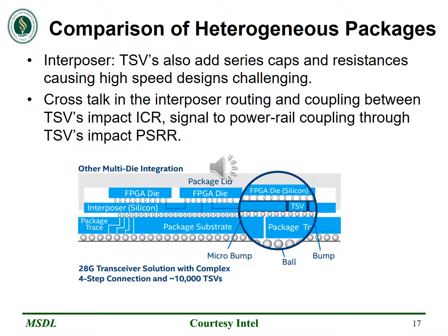Continuing with the interposers, TSVs also add series capacitance and resistance, making high-speed design challenging. Crosstalk in the interposer routing and coupling between TSVs impact ICR. Signal to power rail coupling through TSVs impacts PSRR. PSRR is power supply rejection ratio and TSV is through silicon via.